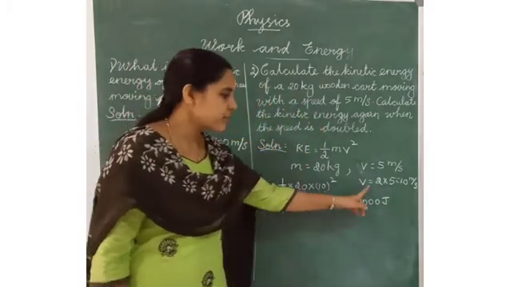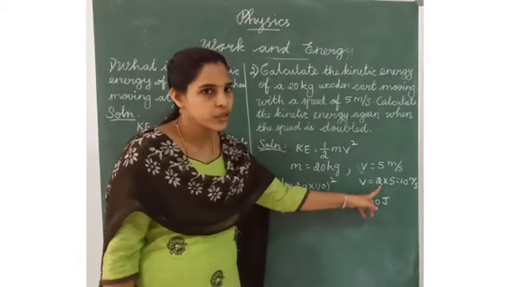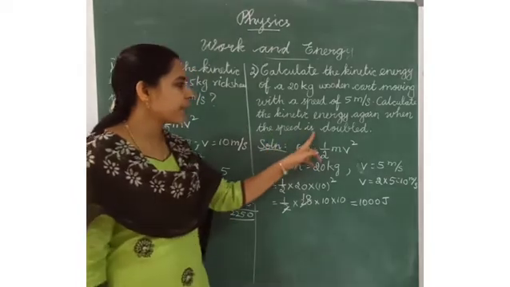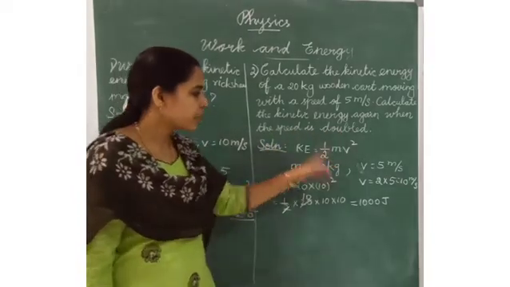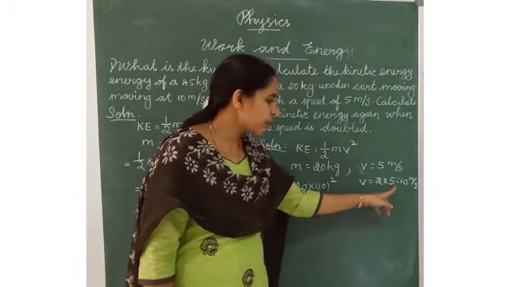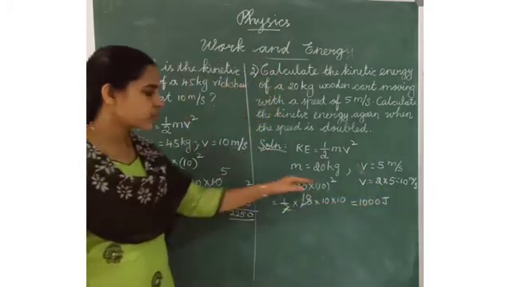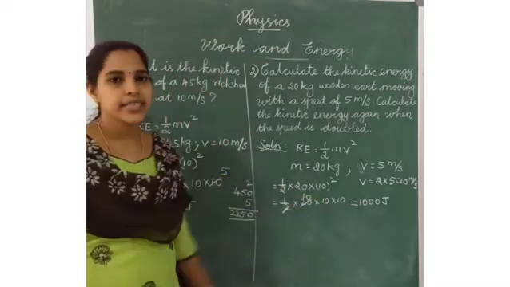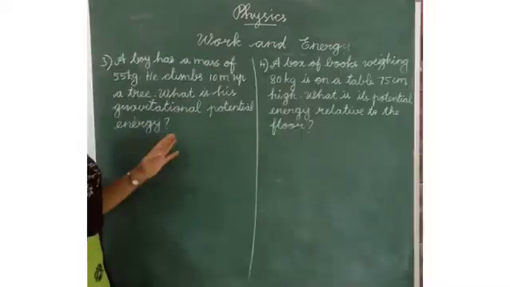Did you understand this? Why are we multiplying with 2? Because the question asks for the kinetic energy again when the speed is doubled. So we have to multiply with 2. 2 into 5 is equal to 10 meter per second. Then we substitute these values and multiply the numbers. We will get kinetic energy. Do you understand this? And the next question.